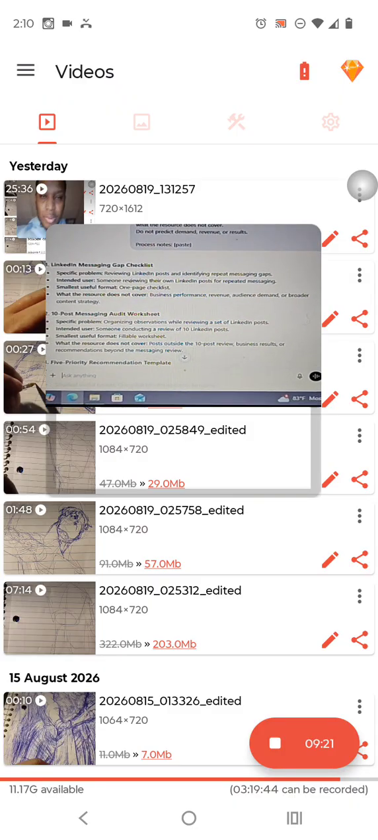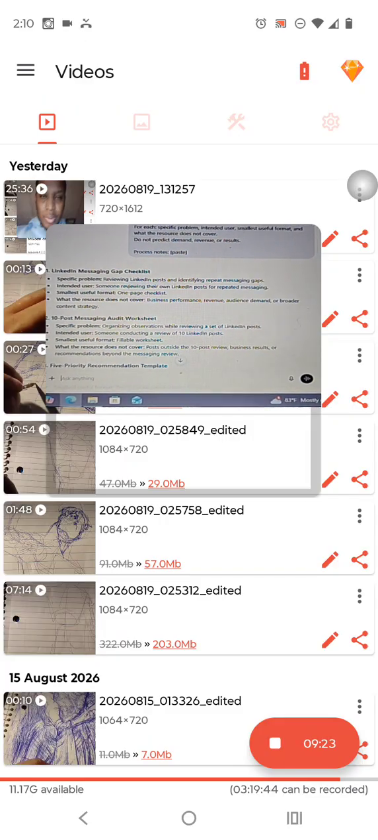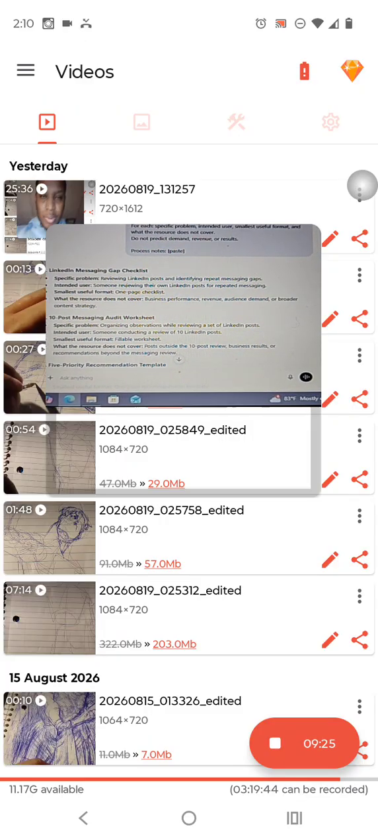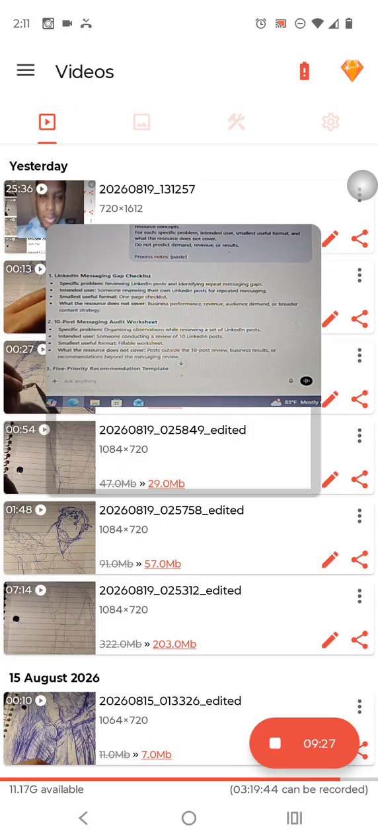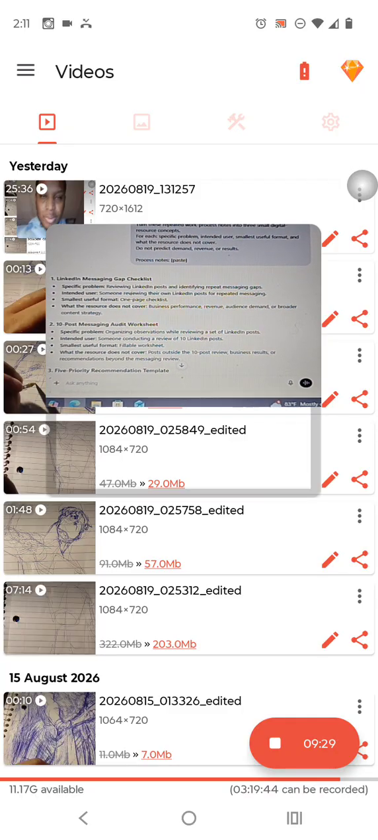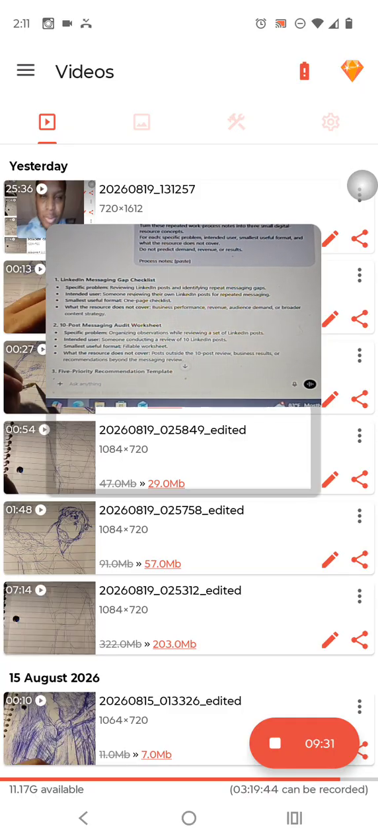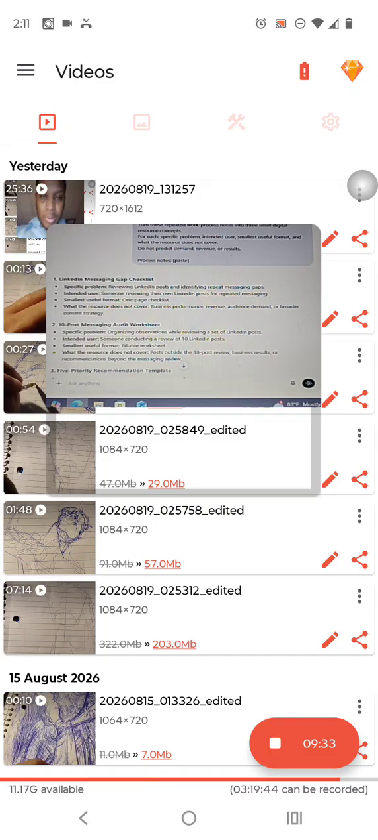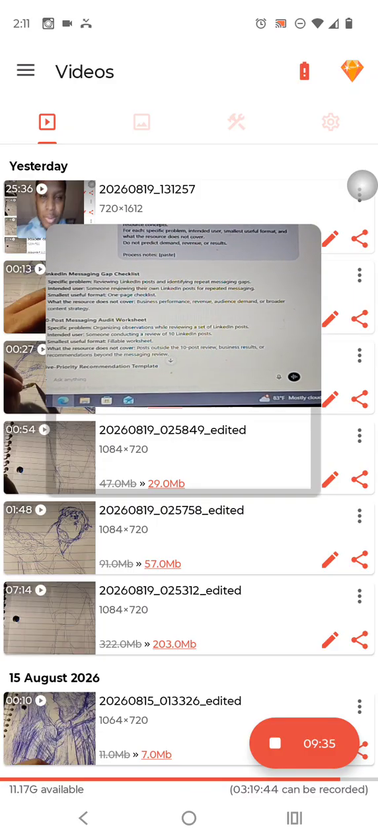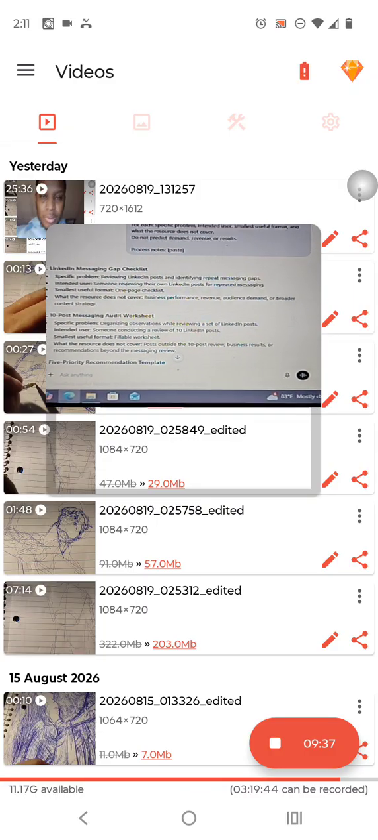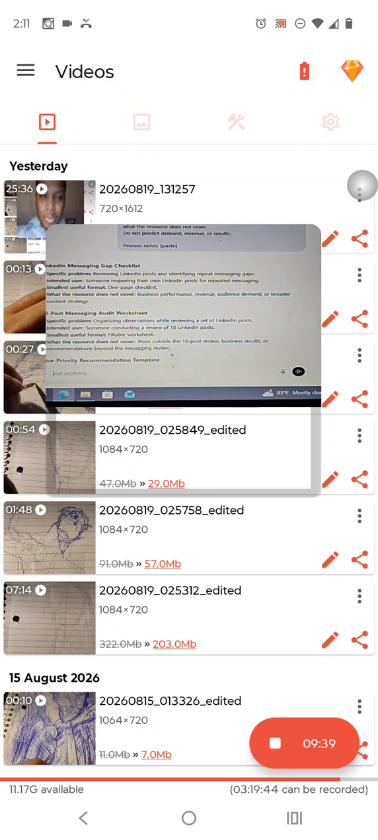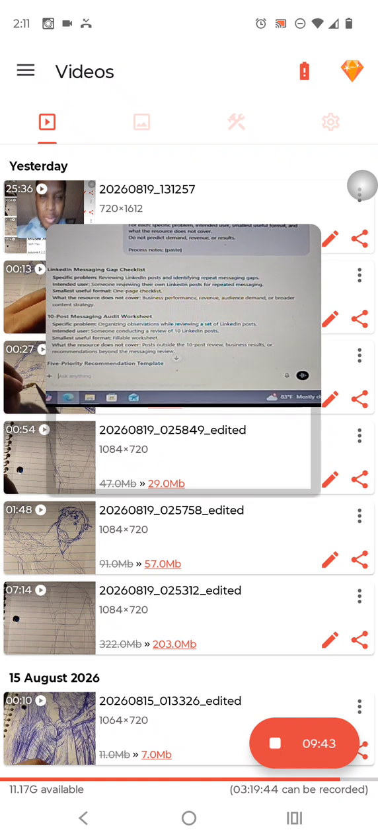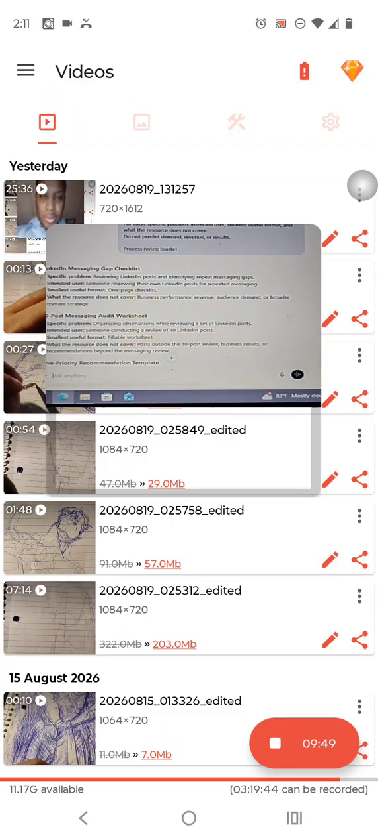The second thing is 10 post messaging audit worksheet. So the specific problem is organizing the observations while reviewing a set of LinkedIn posts. The intended user is someone conducting a review of 10 LinkedIn posts. The smallest useful format is a fillable worksheet. And what does the resource not cover? It's posts outside of the 10 post review, business results, or recommendations beyond the messaging review.